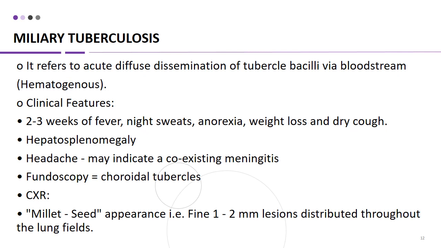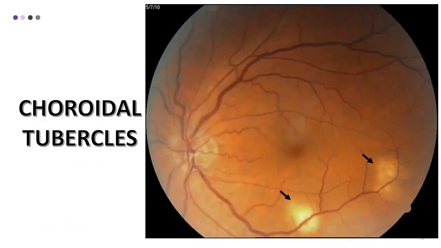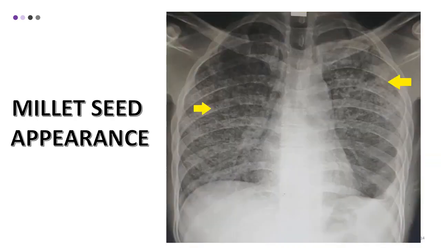Fundoscopy will show choroidal tubercles, and chest X-ray will show a millet seed appearance. These are fine 1 to 2 millimeter lesions distributed throughout the lung fields. I'll show you the pictures in the next slide. This is fundoscopy, and you can clearly see choroidal tubercles pointed with an arrow. This is a chest X-ray showing millet seed appearance. These are small 1 to 2 millimeter lesions which are distributed throughout the lung fields.